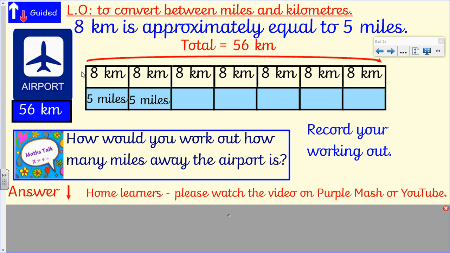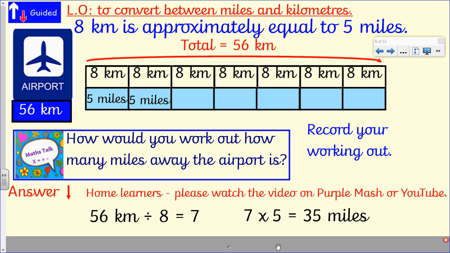So we've got a total of 56 kilometers. Each one of these blocks is approximately 5 miles. So pause the video, have a go, use this to help you as much as you need to. Jot down your working out. I'm just going to show you the answer and talk about it, so do make sure you've had a go.